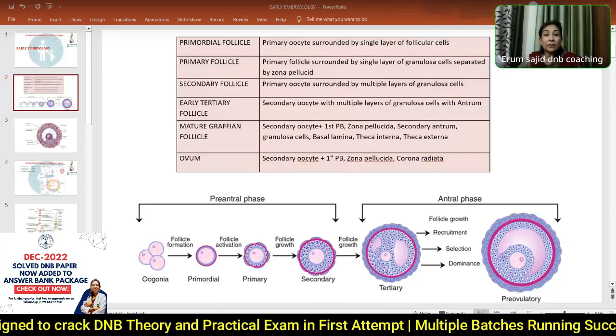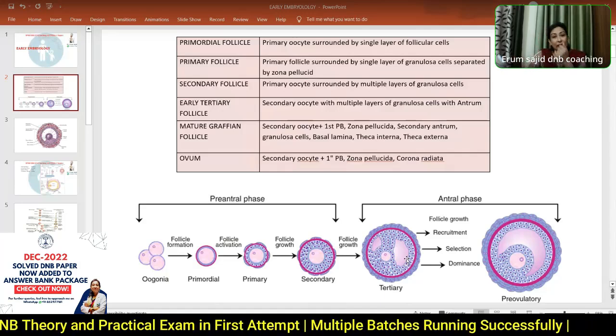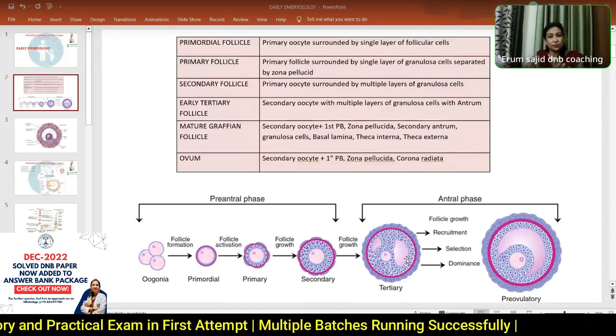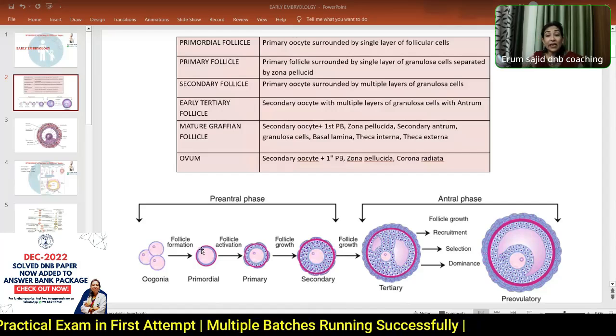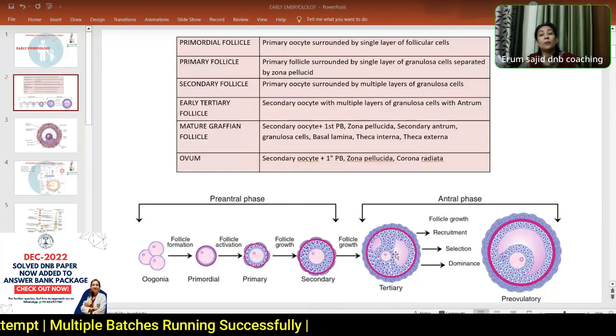First of all, it has multiple layers of granulosa cells, and the antrum starts forming. Antrum is just a fluid-filled cavity, a fluid-filled area. It then finally enlarges in size and forms a mature Graafian follicle. These cells are haploid now. This was diploid, 2N. This is haploid, just single N. And it has a zona pellucida.